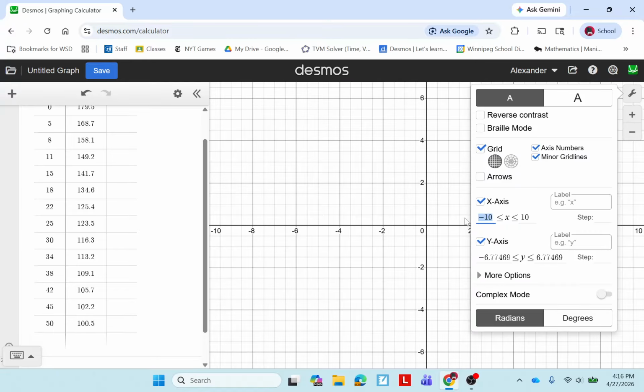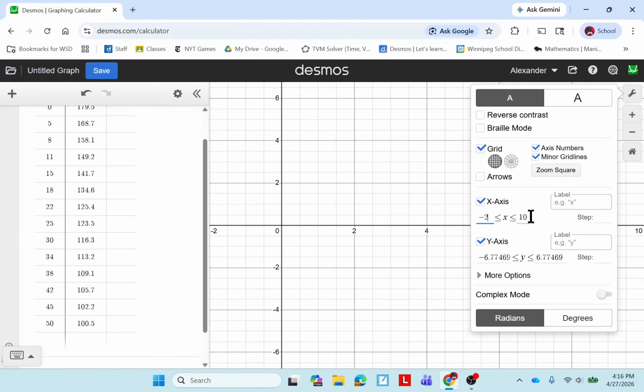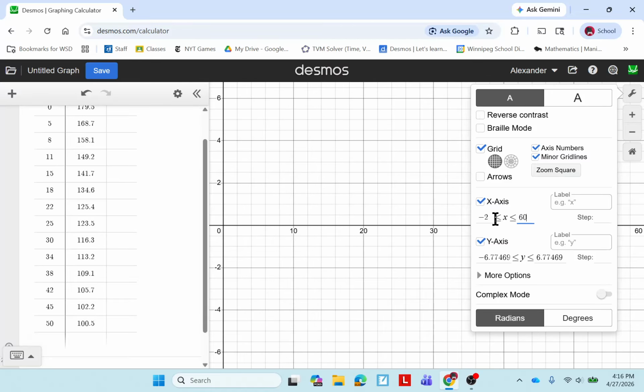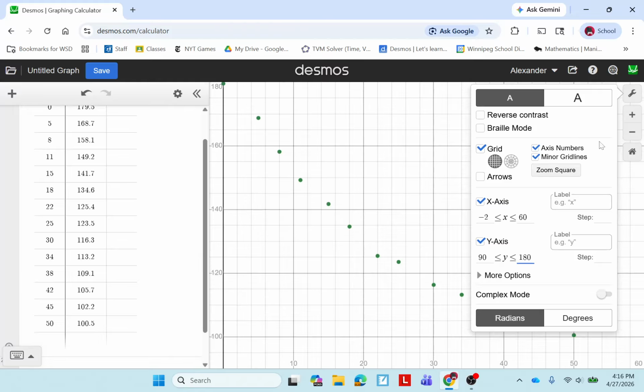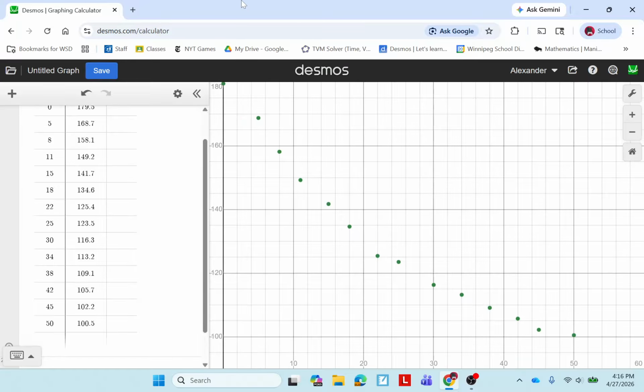So for the x-axis, I'm going to go, let's say, -2 up to 60, because my x values are between 0 and 50. And my y values, well, my lowest is 100. So maybe we'll put 100 on there. Actually, let's put 90, get maybe a little better window there, up to 180. And now we can see where all of our points are, and they are going downwards. So this is an exponential decay function.